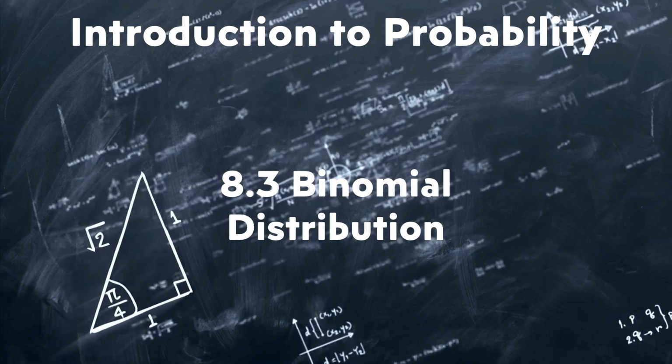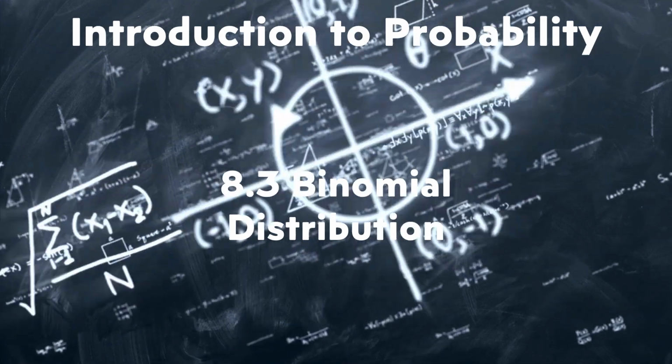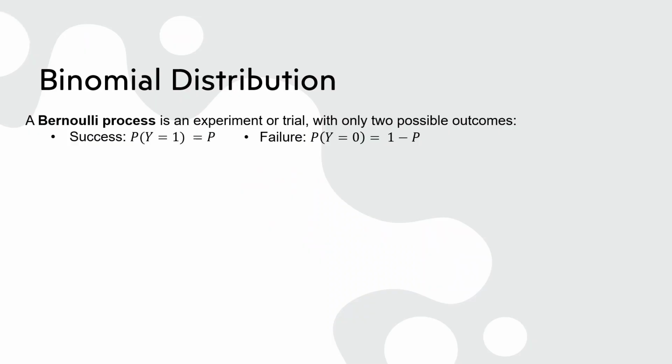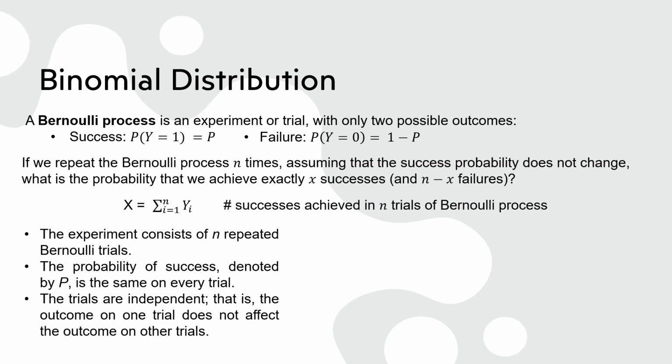Let's jump right into the topic of binomial distribution. As you already know, a Bernoulli process is an experiment or trial with only two possible outcomes: success, where the random variable equals 1, or failure, where the random variable equals 0. The probability of success is denoted as p, and the probability of failure is 1 minus p. If we repeat a Bernoulli process n times, we will have a binomial distribution.